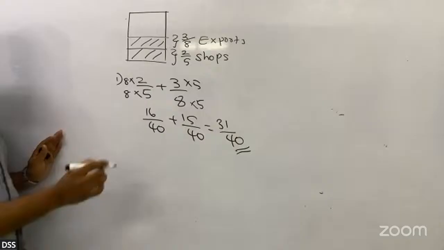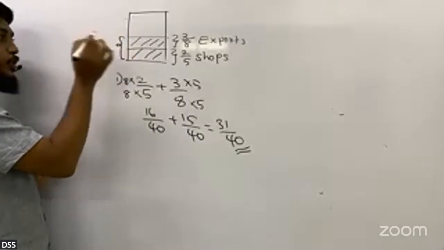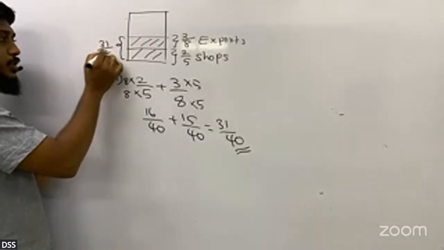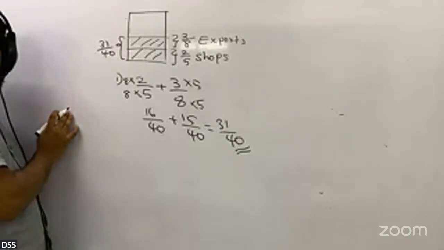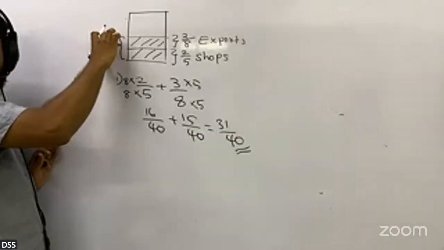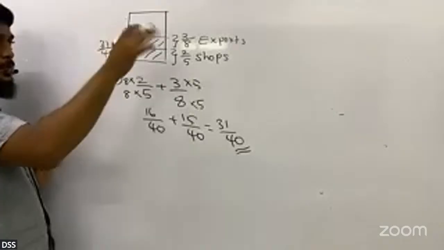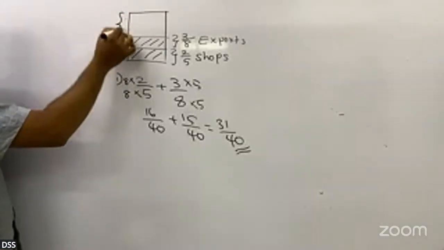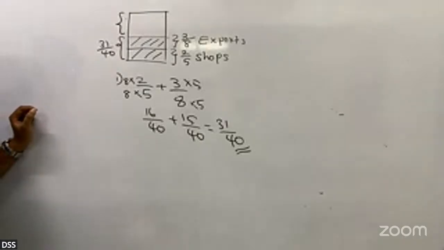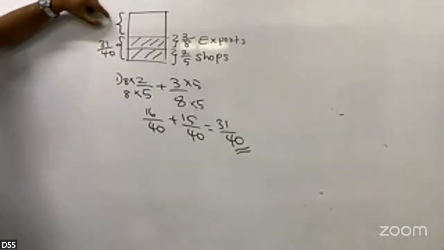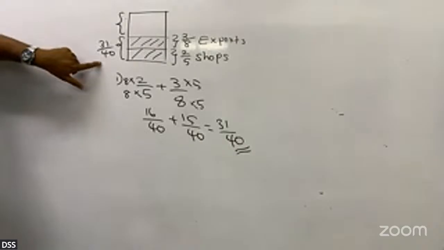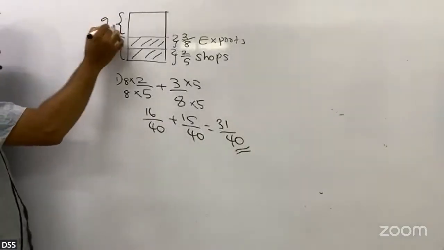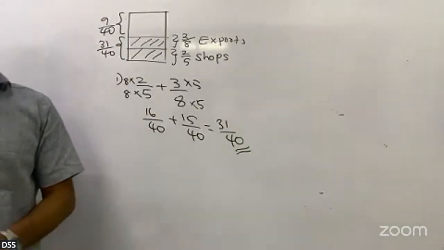Again, what does 31 over 40 mean? This size from here to here is 31 over 40. This size of the cosmetics, it means all this is now gone to exports and shops. Now what is the remaining cosmetics after this? 9 over 40. Again, 31 parts gone and another 9 parts are remaining out of 40 parts. Can you understand, children? So 9 over 40 is remaining now.